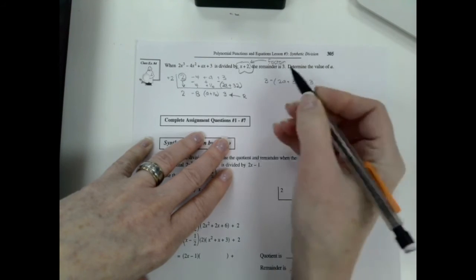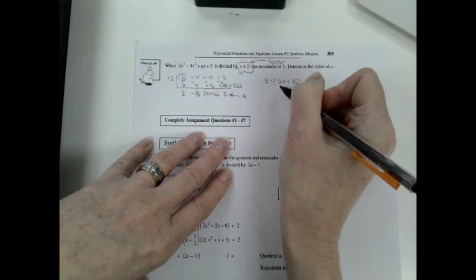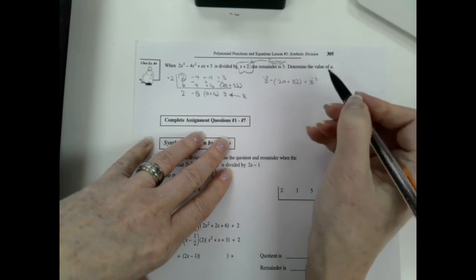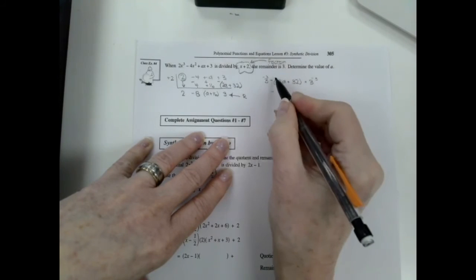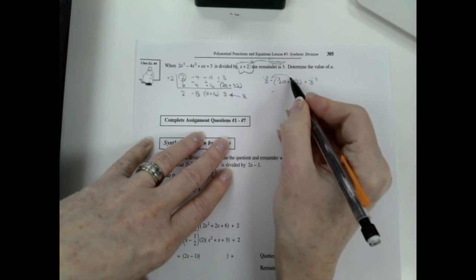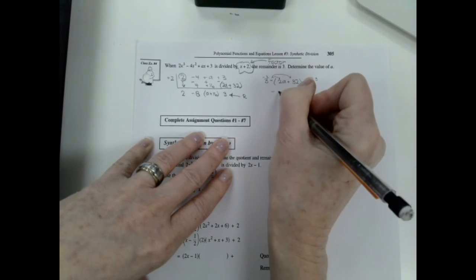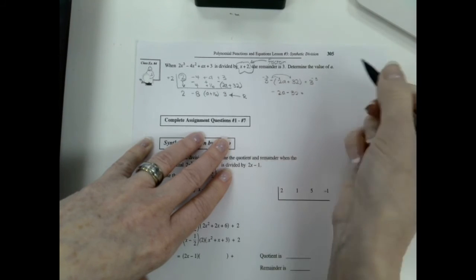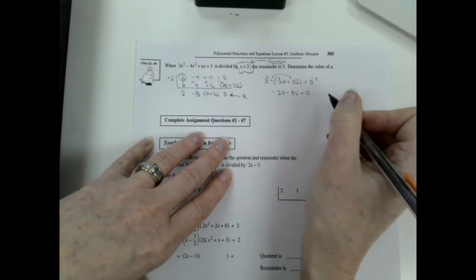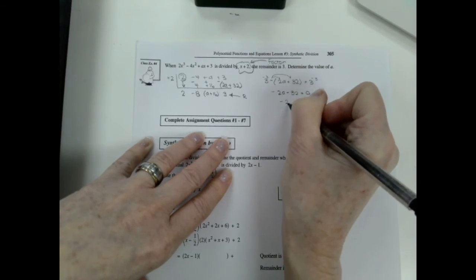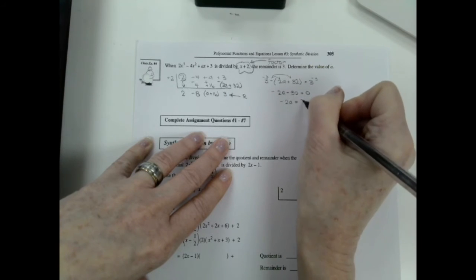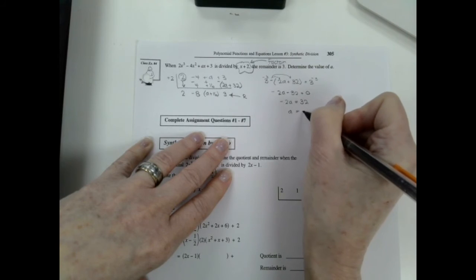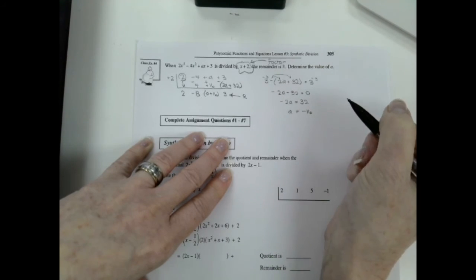And now we can solve. So take away 3 is going to be negative, and I'm going to multiply the negative 1 into both terms. So negative 2a minus 32 equals 0, plus 32, negative 2a equals 32, divide by negative 2, and a equals negative 16.